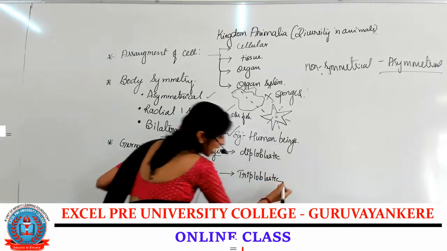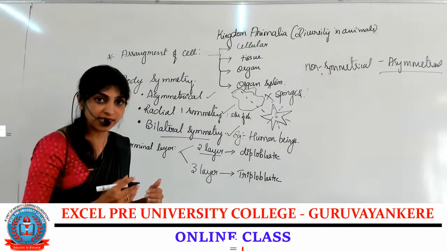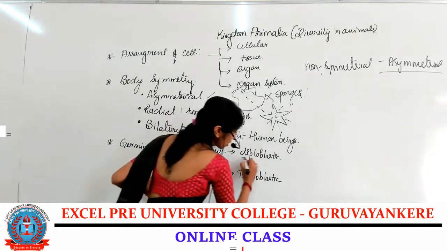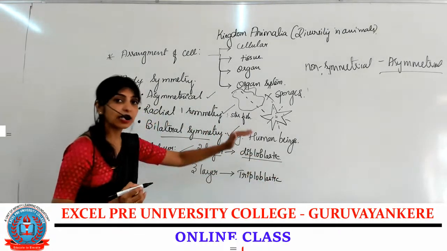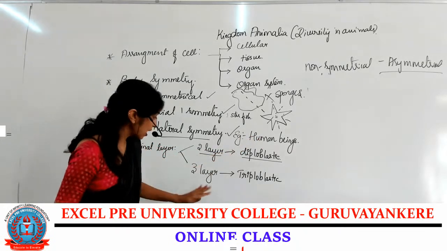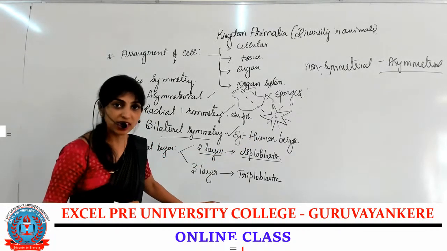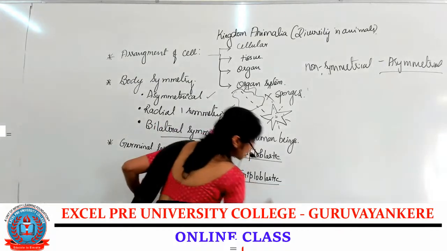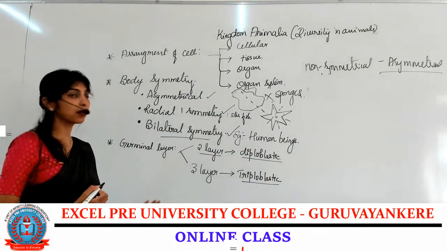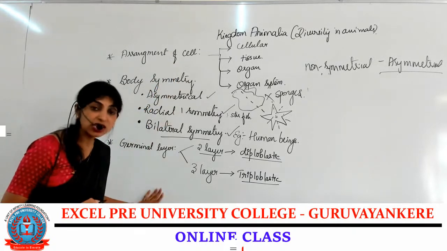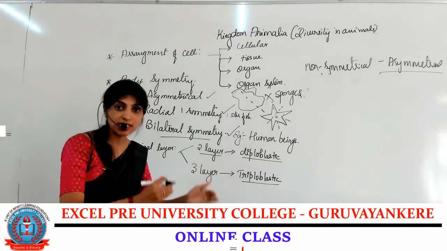Now, based on this characteristic feature also, the animals are classified. In the lower organisms, they have two layers, so they come under diploblastic. In the higher organisms, how many layers do they have? They have three layers and they come under triploblastic. I repeat, these are the characteristic features based on which the animals are classified.